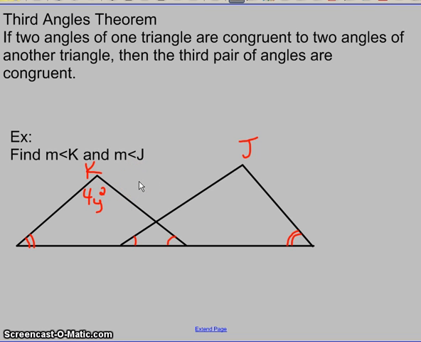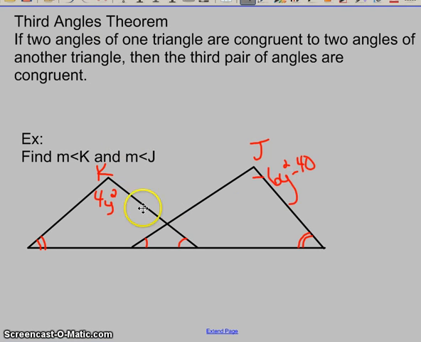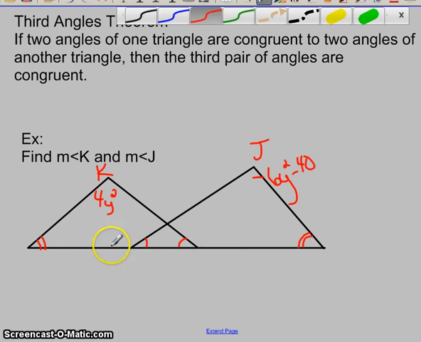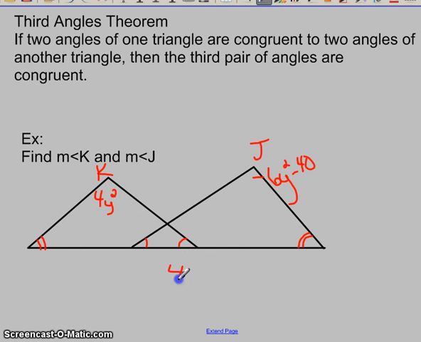So we're supposed to use this information here to figure out the missing. So looks like two of the angles of the triangles are equal, so that means the third angles are going to have to be equal. So I'm going to have to set these two equal to each other. So I'm going to put 4y squared has to equal 6y squared minus 40. So I need to get the y's on the same side.